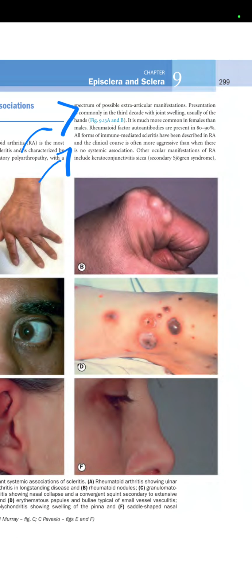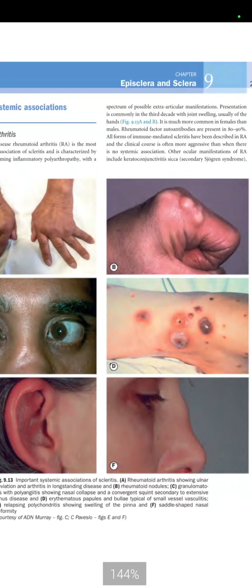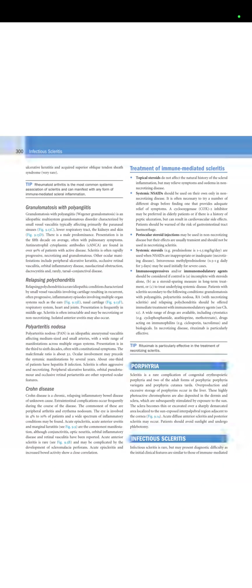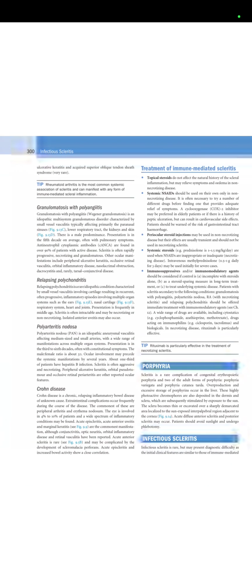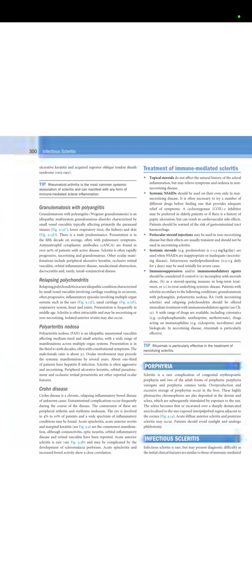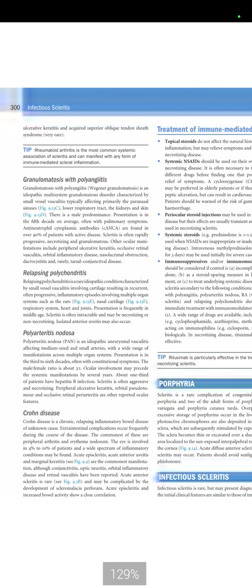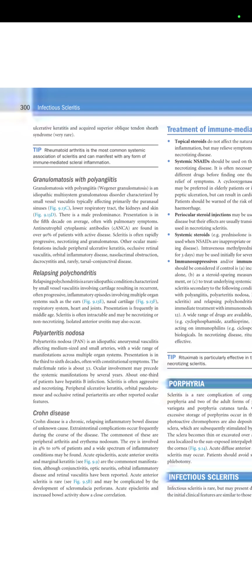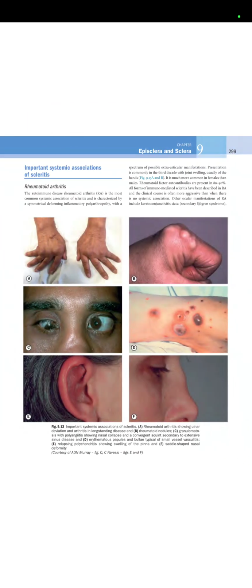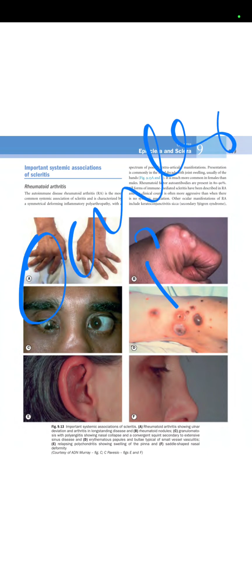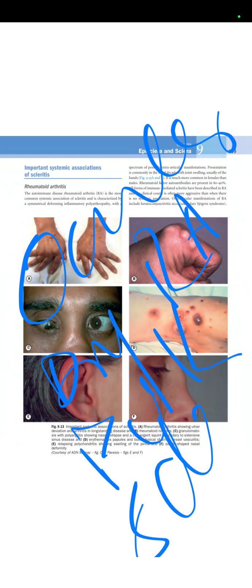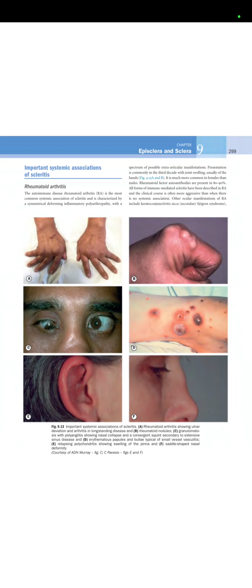Other ocular manifestations of rheumatoid arthritis include keratoconjunctivitis sicca, secondary Sjogren syndrome, ulcerative keratitis, and acquired superior oblique tendon sheath syndrome, very rare. Tip: rheumatoid arthritis is the most common systemic association of scleritis and can manifest with any form of immune mediated scleral inflammation. So what are the ocular manifestations of rheumatoid arthritis? Very important: dry eyes, PUK. You must remember at least these three: scleritis, and then there is superior oblique tendon sheath syndrome.